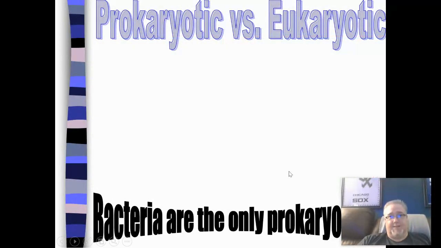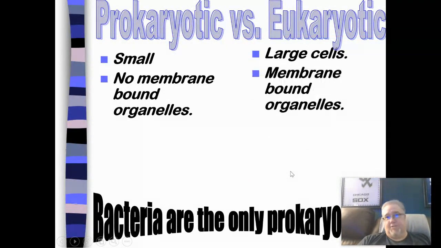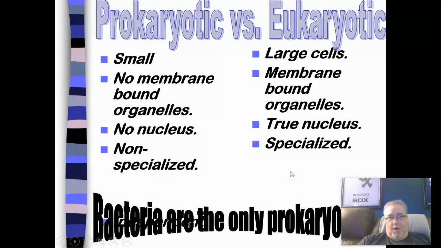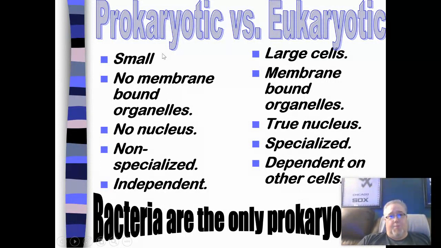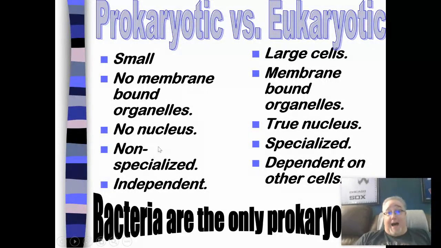So here's a list of prokaryotic versus eukaryotic cells and some of the things I want you to know about each one. Prokaryotic cells are smaller than eukaryotic, even though all cells are small. Think of a golf ball compared to a basketball. That's the size difference between prokaryotic cells and eukaryotic cells. Prokaryotic cells don't have any organelles. Eukaryotic cells do. Prokaryotes don't have a nucleus. Eukaryotic cells do. Prokaryotic cells are what we call non-specialized, whereas eukaryotic are specialized.